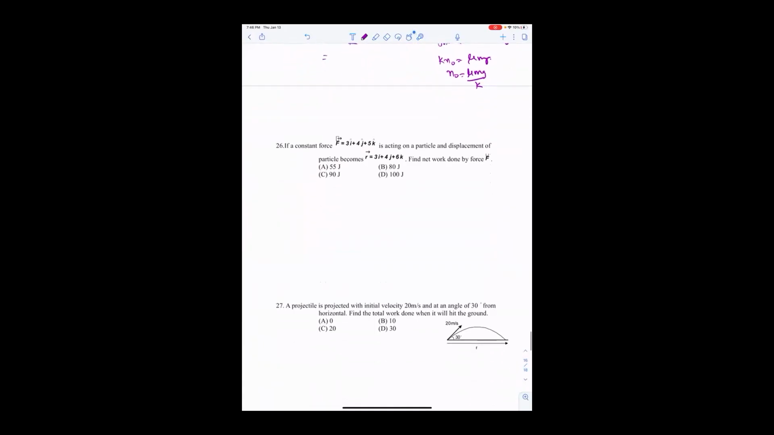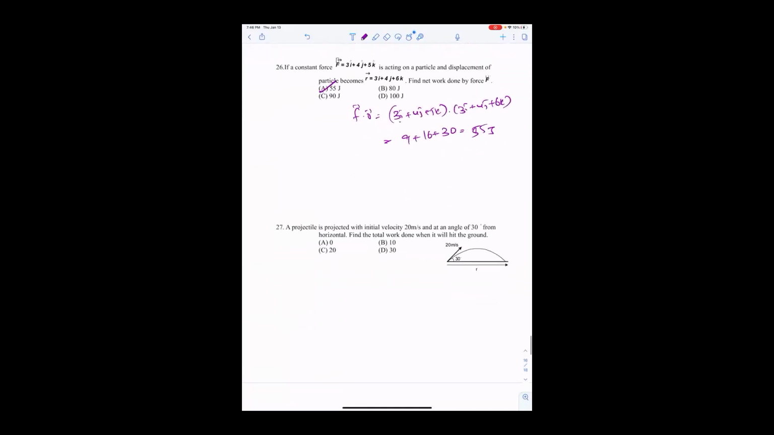Next, if a constant force F is equal to 3i plus 4j plus 5k, again the dot product, find the net work done. So dot product F dot R: 3i plus 4j plus 5k dot 3i plus 4j plus 6k. So 9 plus 16 plus 30, right? That is 55 joules.